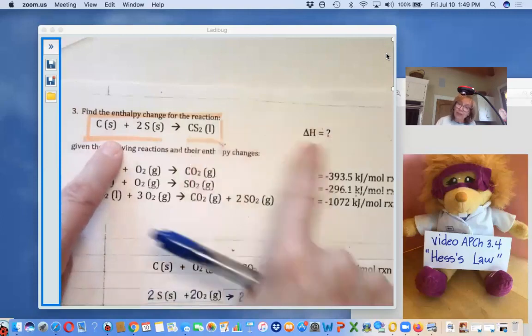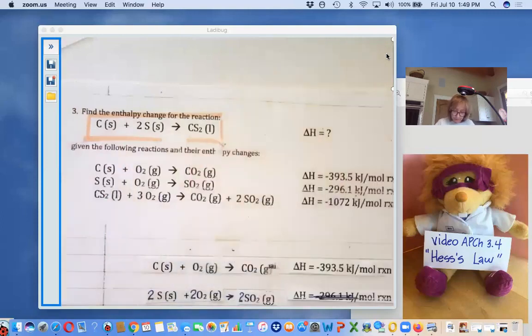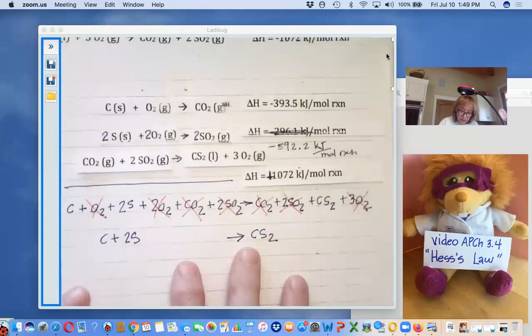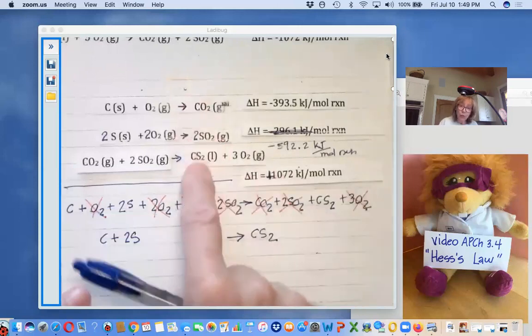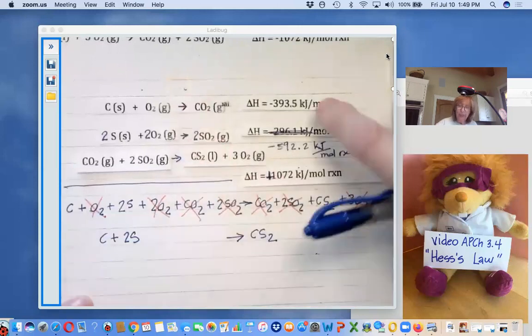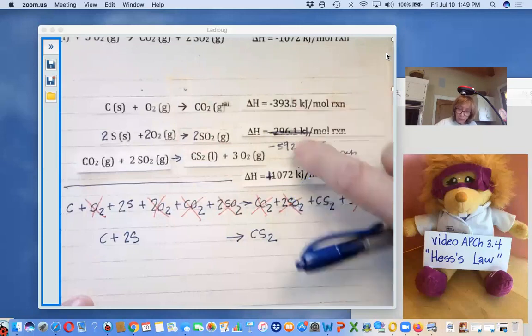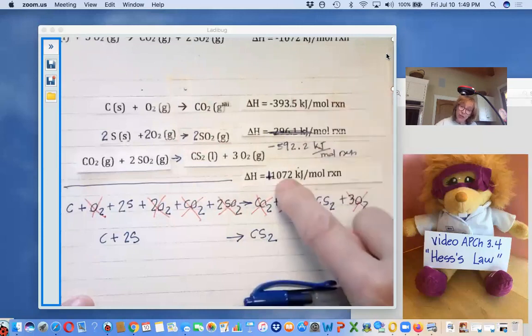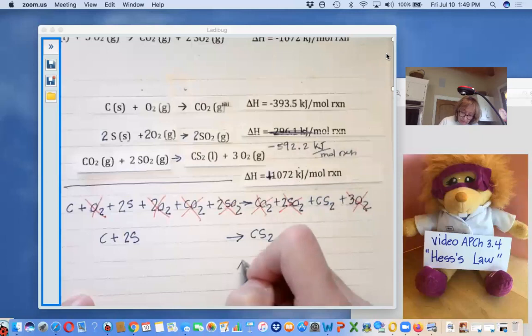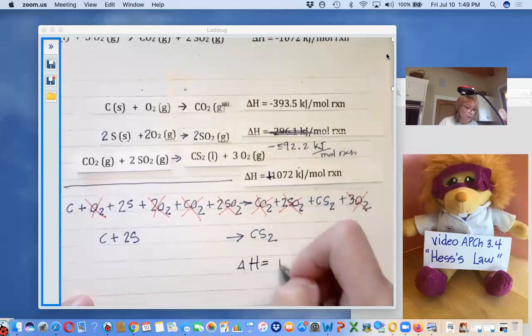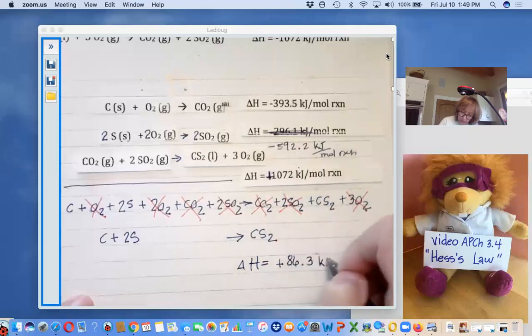So how do I find the delta H for my target? Since I got the target by adding these 3 equations together, I'm simply going to add these 3 delta H's together, and I get delta H is equal to positive 86.3 kilojoules per mole reaction.